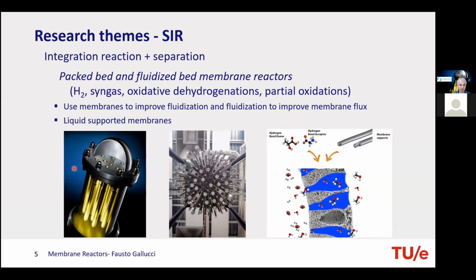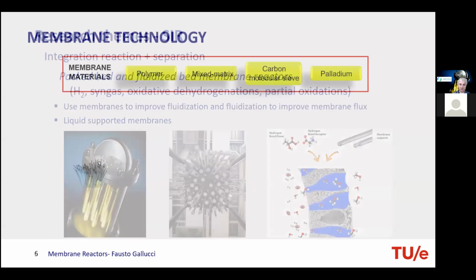So this is a typical example of a small scale, a 3D printed membrane reactor, but we also scale up. So here you see a bundle of 125 membranes for a prototype for hydrogen production. And today we will also show more figures of this.